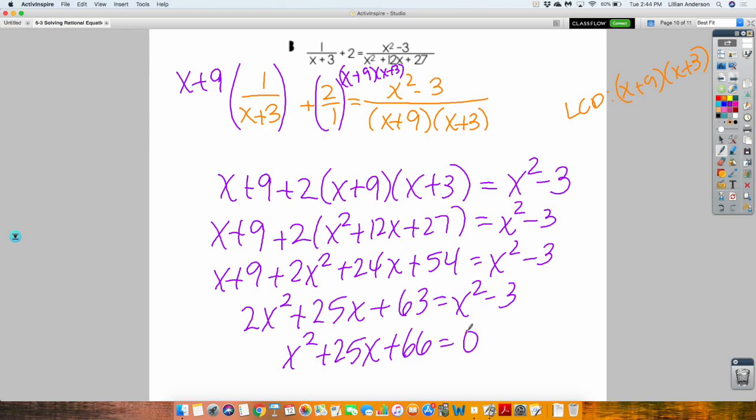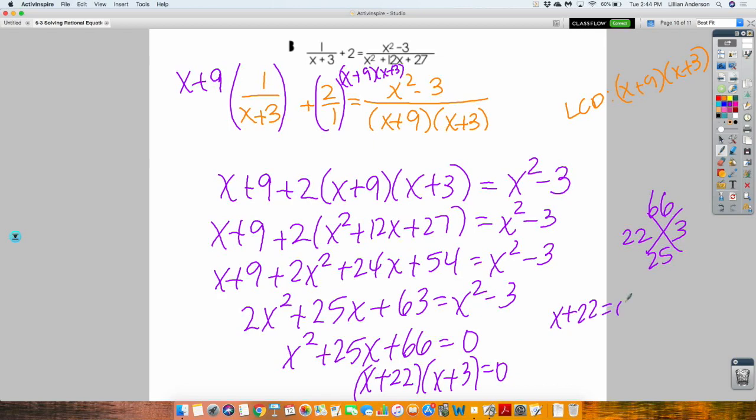Is everything okay? All right. What are my two numbers that multiply to give me 66 that add together to give me 25? 22 and 3. So I have x plus 22, x plus 3, and I have to set both of these equal to 0. So x equals -22 and x equals -3, but I have to check.